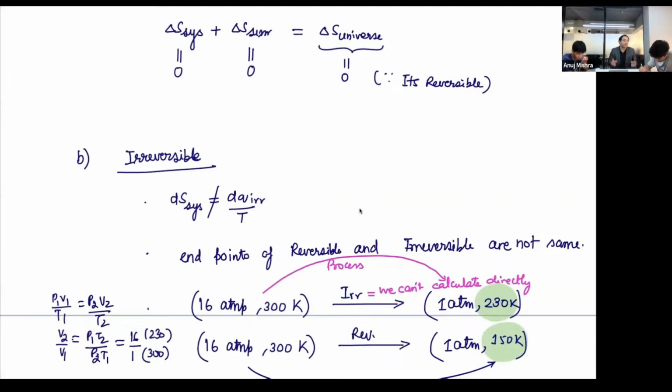So the question is, what is not matching, what can we do? So the answer is, you have to solve with any general process. अब general process क्या होता है?